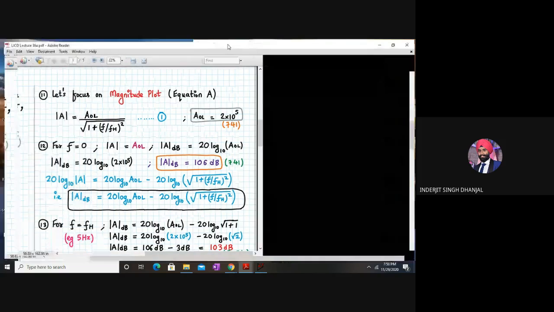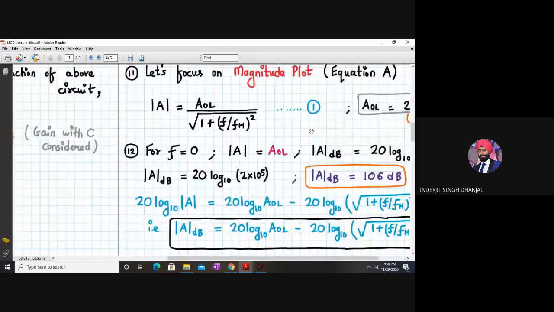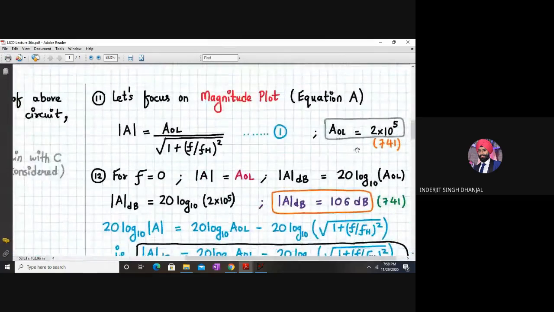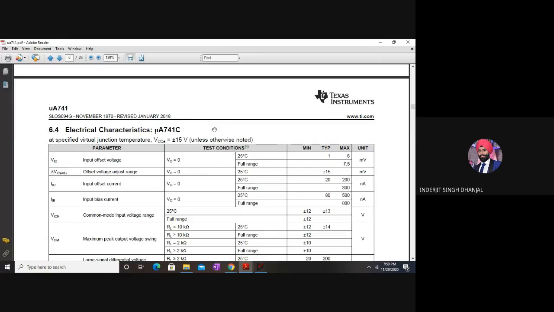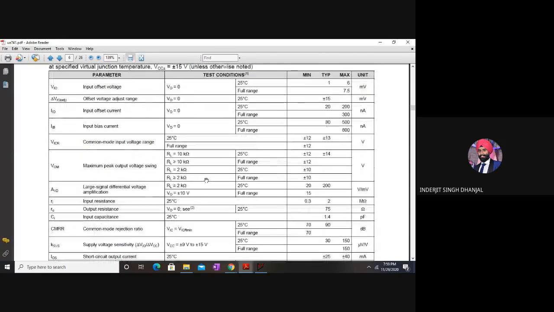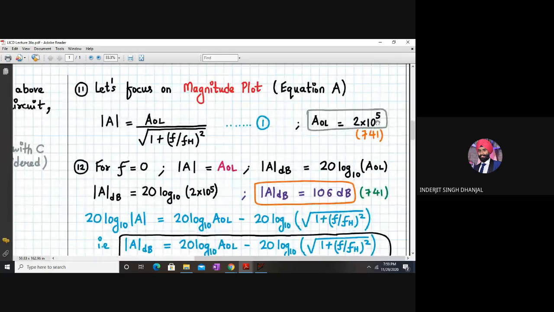Let me maximize this now. Okay, and AOL for the 741 op-amp is 2 into 10 raised to 5. Let's check this value. We'll open up the data sheet of 741. This is the data sheet of 741. And over here, let's check the large signal differential voltage amplification, which is 200 volt per millivolt, which is equivalent to 2 into 10 raised to 5, right? So here we got the value 2 into 10 raised to 5.